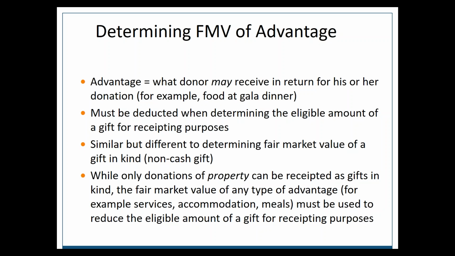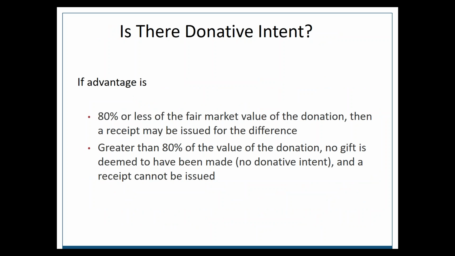Okay, and so the next thing I'm going to mention, which we've discussed, is the 80% rule. If the advantage is 80% or less, then you can issue a receipt. If the advantage is greater than 80% of the value of the donation, then there is generally no receipt issued. This is something which, in some cases, one can go to CRA and discuss with them.